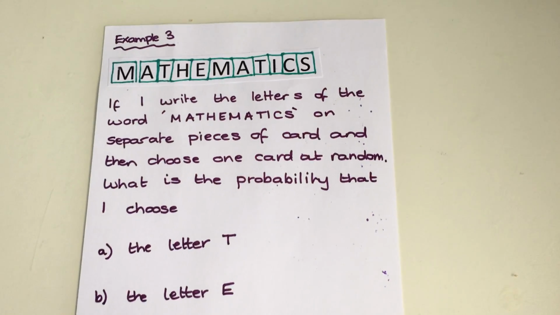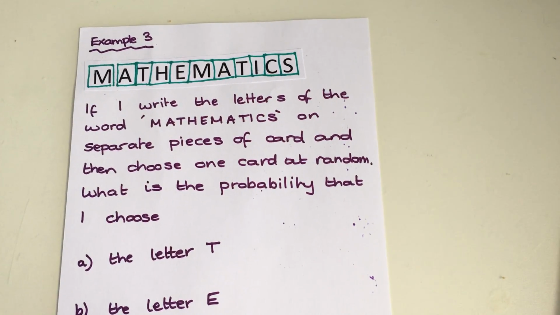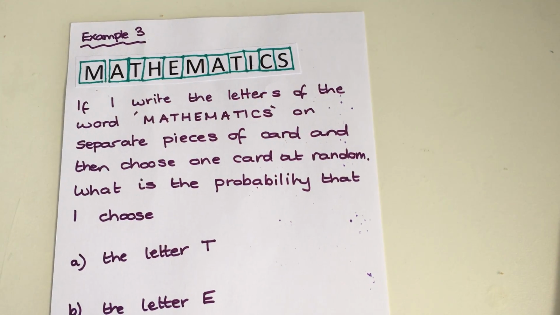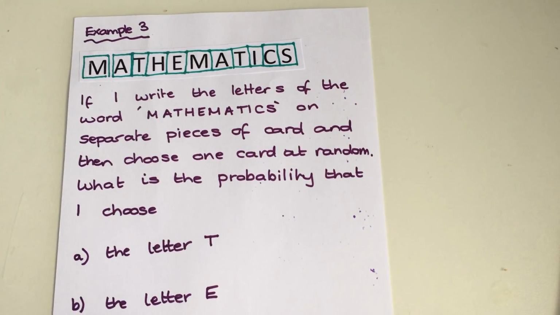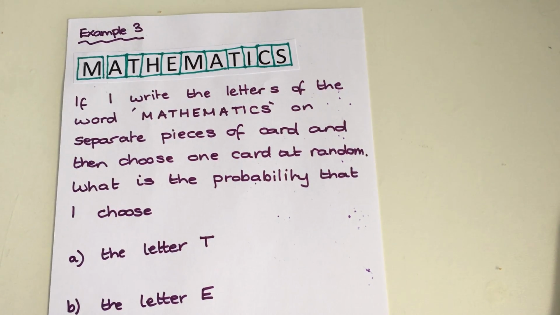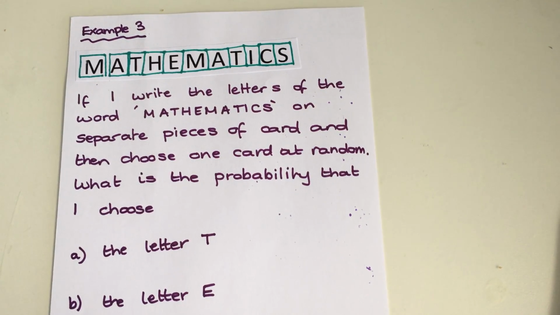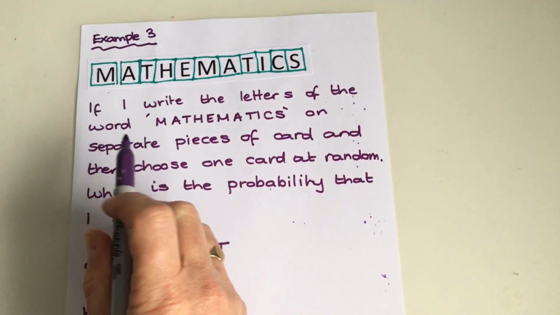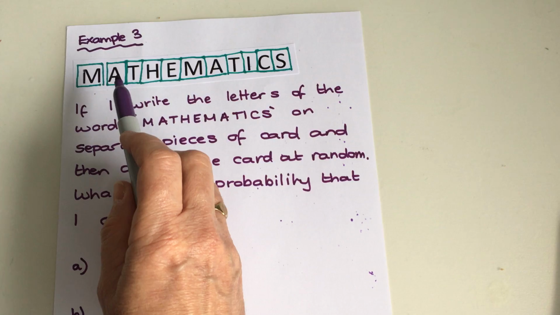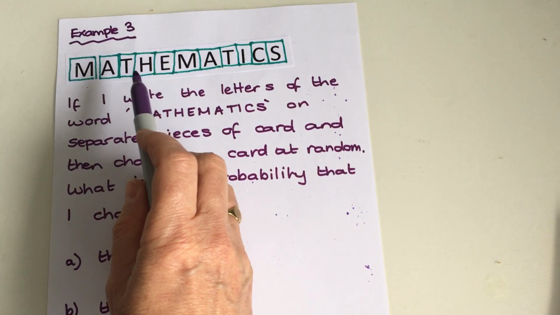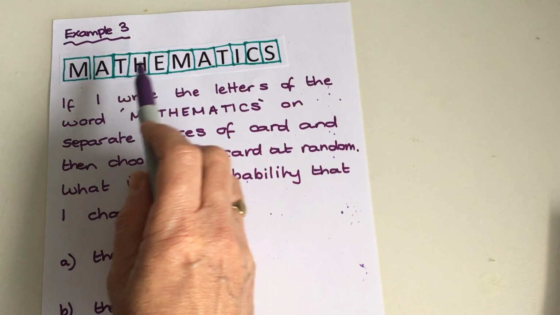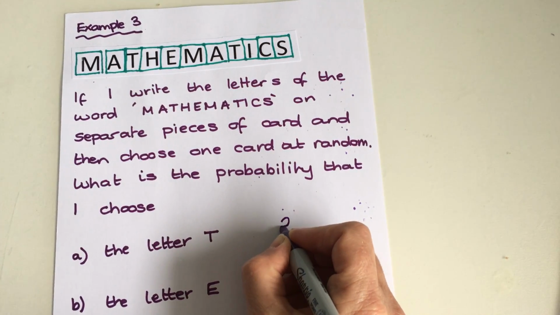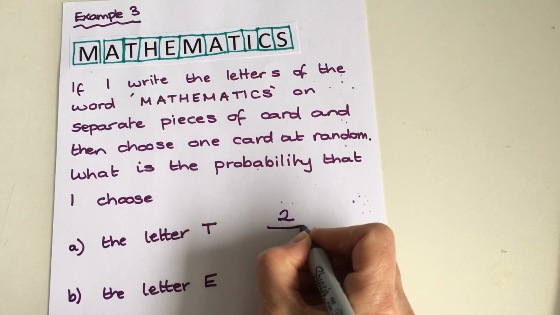Example 3 says, if I write the letters of the word mathematics on separate pieces of card and then choose one card at random, what is the probability that I choose, part A, the letter T? So what we need to do is first of all find out how many successes, and the success is getting a T in mathematics. Now there are 2 T's, so that is our numerator, our top number.